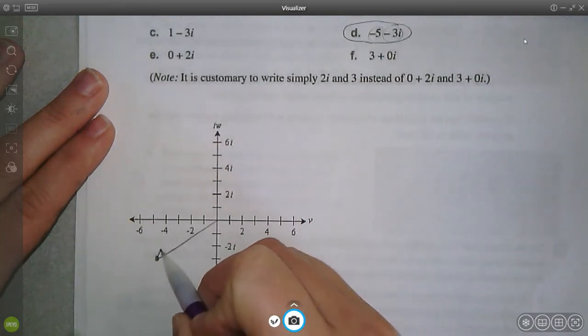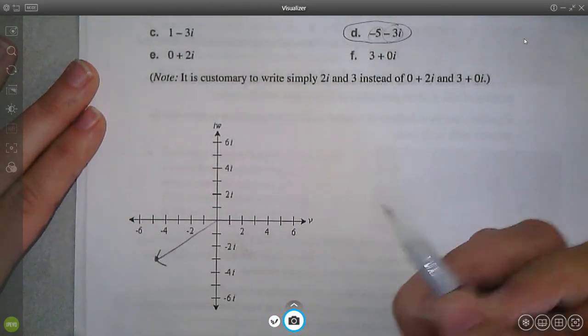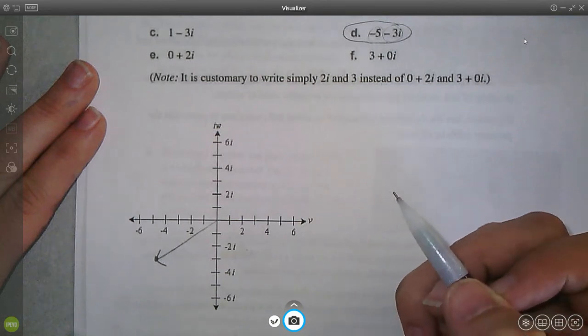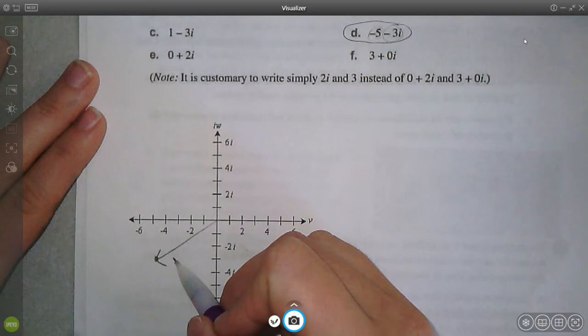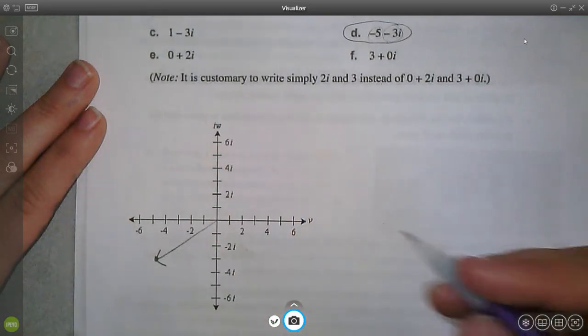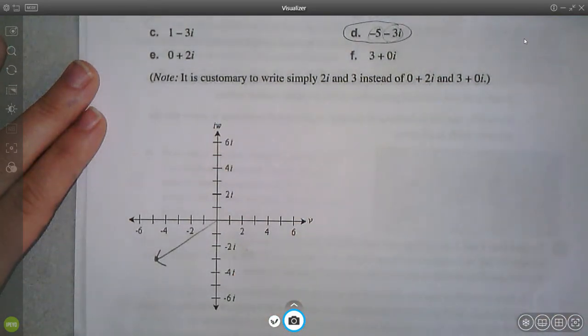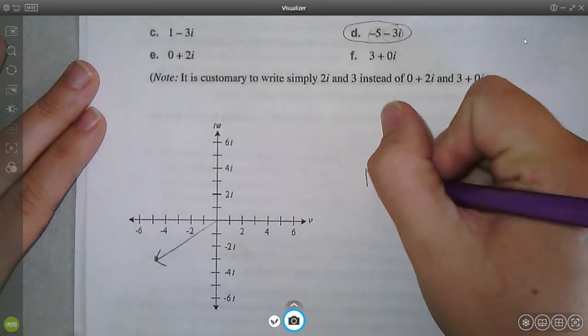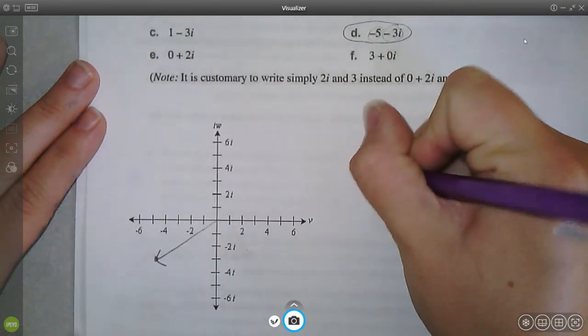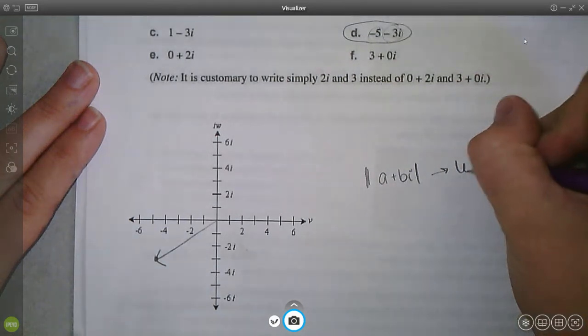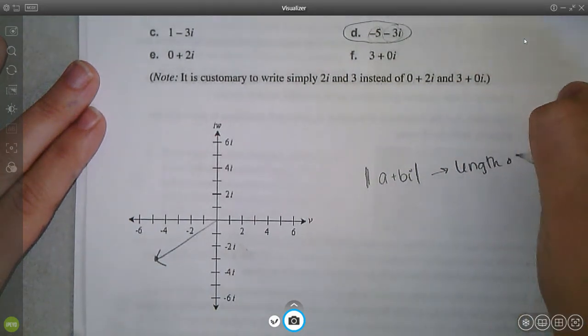So a vector is the arrow. So that is our point and vector. And then in 2, it wants you to find the absolute value. So remember, the absolute value of a complex number is the length of the vector.